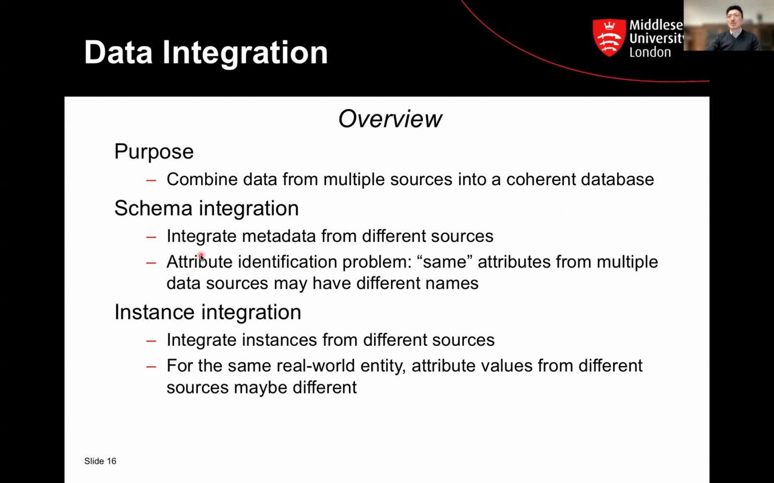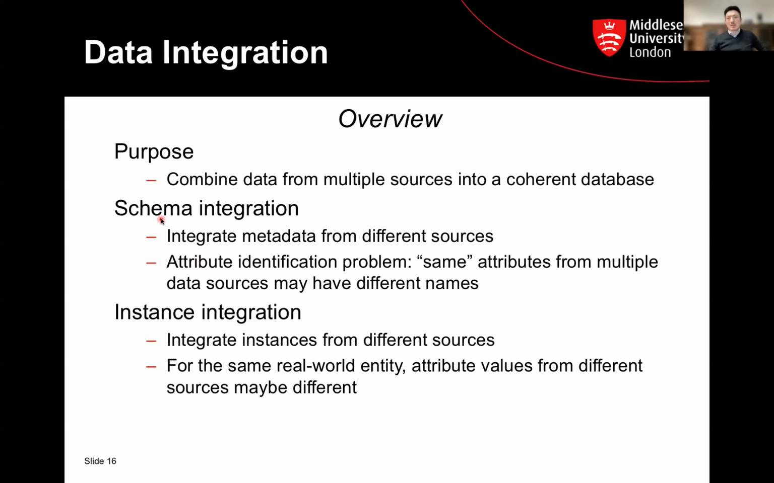Okay, and this includes integrating metadata from different sources. And then you have this attribute identification problem. One example here is schema integration. If you know schema in a database, the schema defines how many columns a table has, what the types of each column are, but also what information each column stores. So maybe the first column is student ID, the second column is student name, the third column is, I don't know, student gender, and so on and so forth.